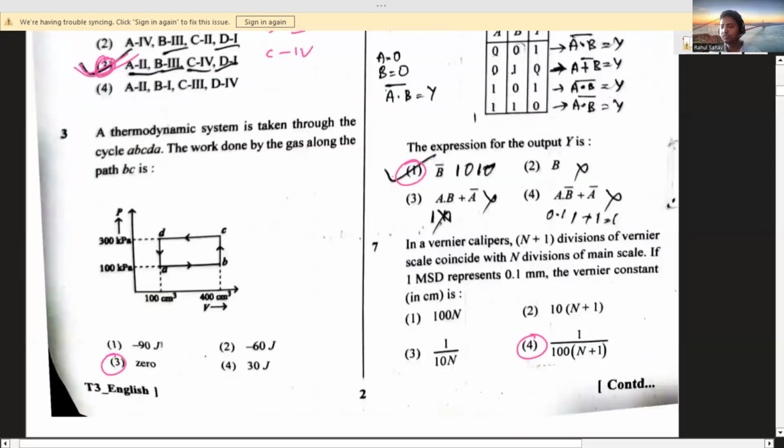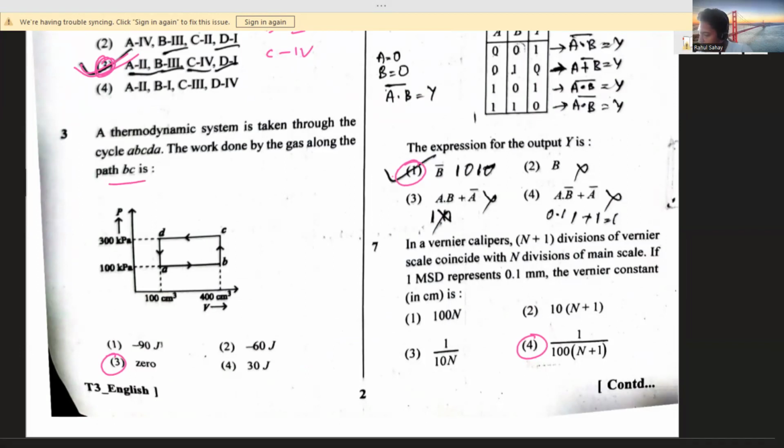Third question. This is a cyclic process, but they're asking the work done in BC. BC is what? Isochoric process. This is also easy, but you have to read the question properly. It is not like a cyclic process where you find the area under the curve. So the answer is 0. This is also easy.